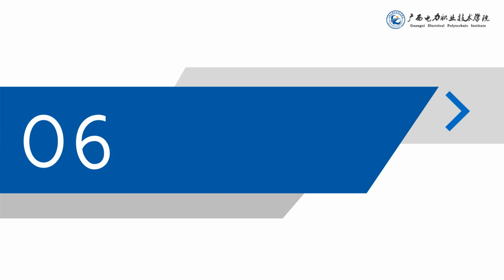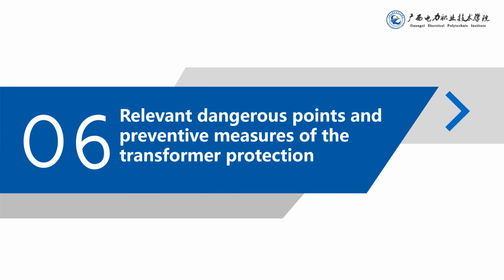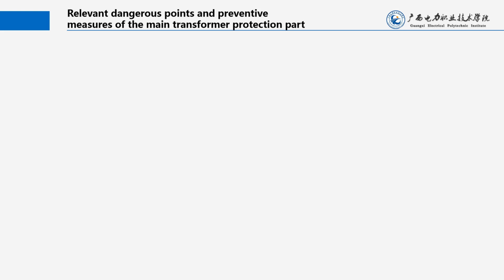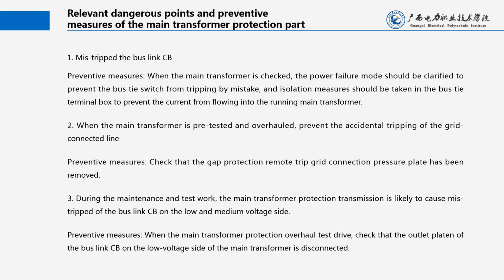6. Relevant dangerous points and preventive measures of the transformer protection part. 1. Mistrip the bus link CB. Preventive measures. When the main transformer is checked, the power failure mode should be clarified to prevent the bus tie switch from tripping by mistake, and isolation measures should be taken in the bus tie terminal box to prevent the current from flowing into the running main transformer.